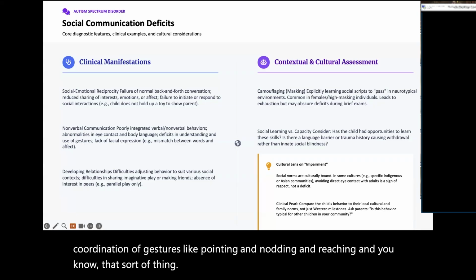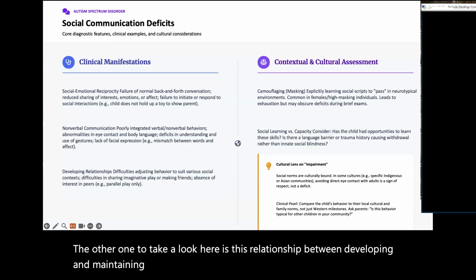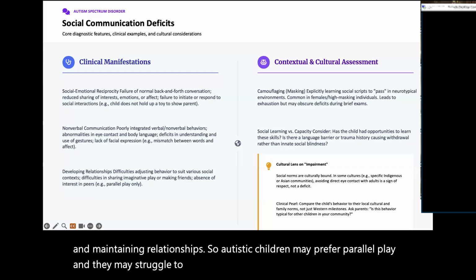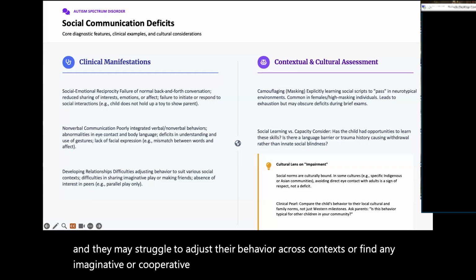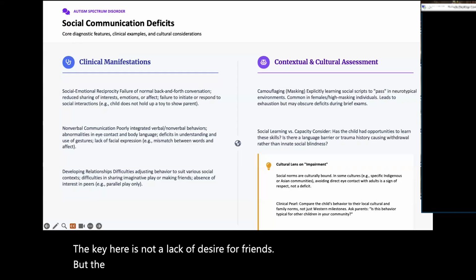The other one to take a look at here is developing and maintaining relationships. So autistic children may prefer parallel play, and they may struggle to adjust their behavior across contexts, or find imaginative or cooperative play very challenging. The key here is not a lack of desire for friends, but the difficulty in navigating those unwritten rules of social engagement.